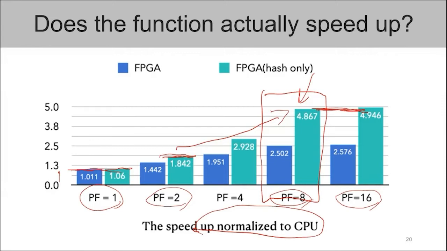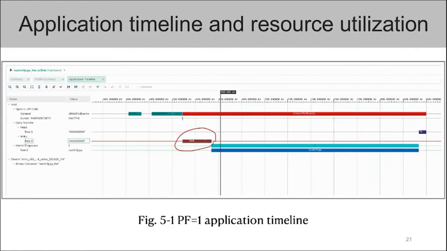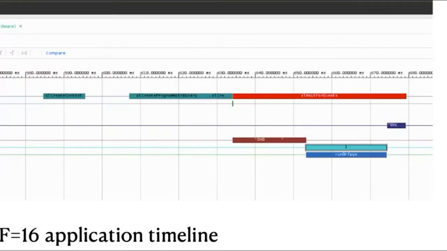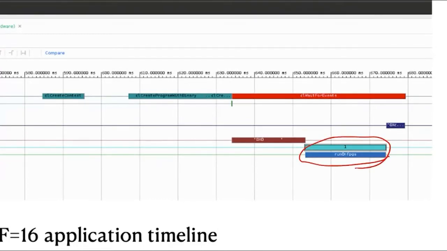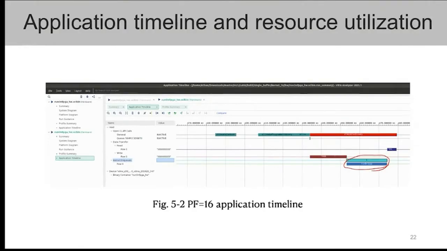And you can see here is the PF equal 1 application timeline. You can see first we send the data, the FPGA will run the hash, and then you will write out the data. So what if we use 16 parallel functions? You can see the data transfer time is almost the same, but the total execution time is much faster. But yeah, there's nothing new here.